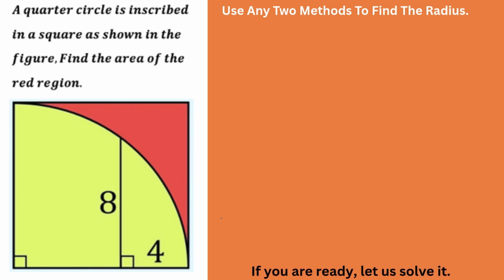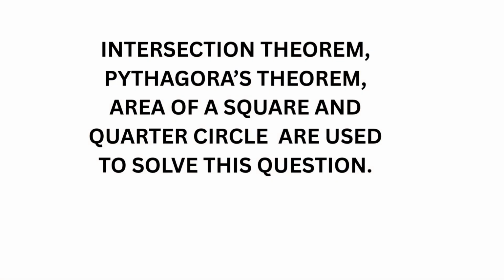Given a quarter circle inscribed in a square. Required to find the area of the red region. Intersection theorem, Pythagoras' theorem, area of a square, and quarter circle are used to solve this question. Two methods will be used to find the radius of the quarter circle.